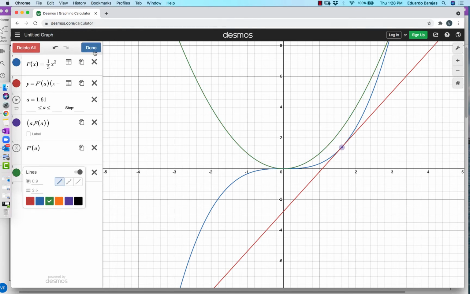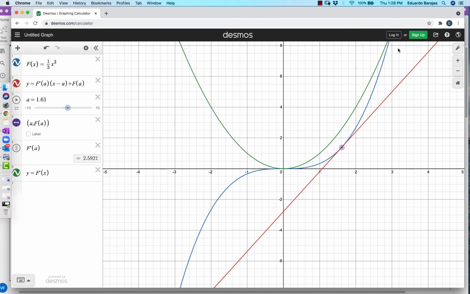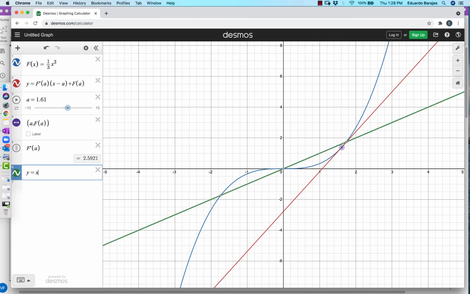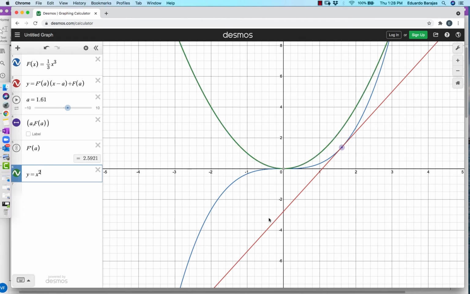How about green? Okay, so the green represents the graph of the derivative of our function. In fact, we already know it: it's x squared. That's how we found this. It's x to the power of 2. There it is. It's x squared.